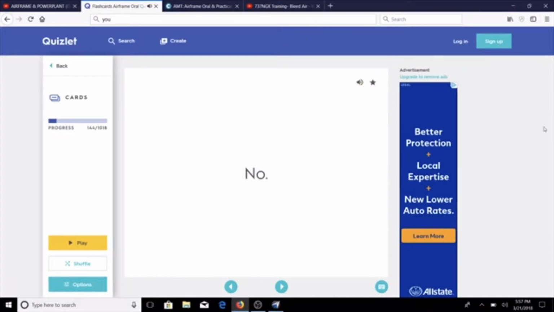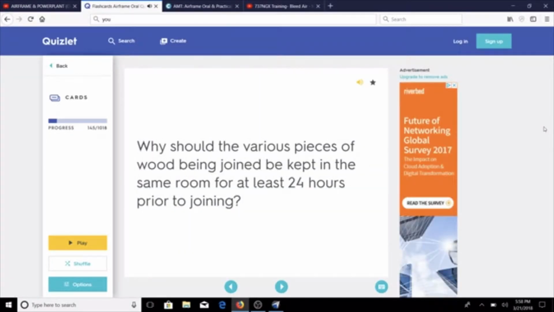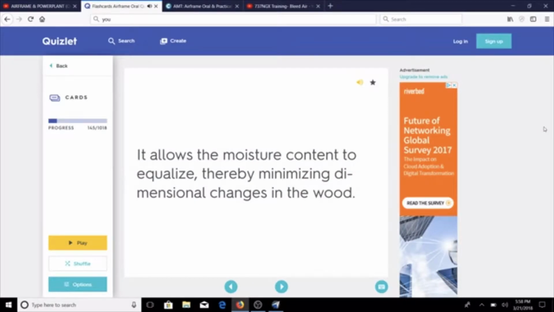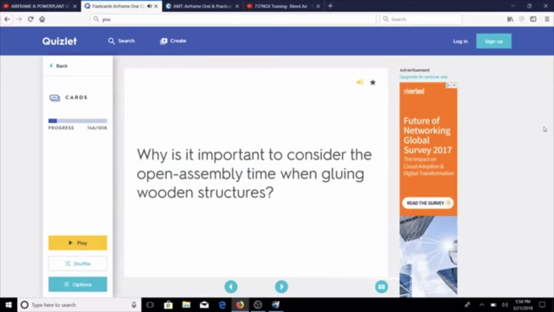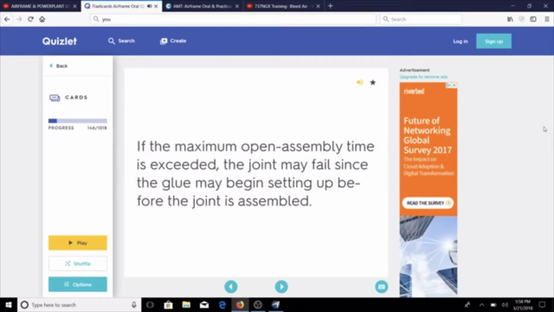No. Why should the various pieces of wood being joined be kept in the same room for at least 24 hours prior to joining? It allows the moisture content to equalize, thereby minimizing dimensional changes in the wood. Why is it important to consider the open assembly time when gluing wooden structures? If the maximum open assembly time is exceeded, the joint may fail since the glue may begin setting up before the joint is assembled.